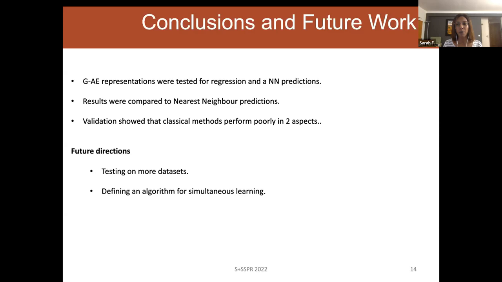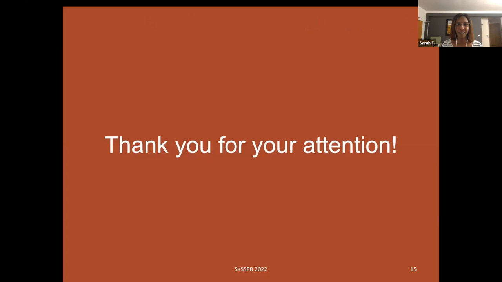So our future direction from here is to test on more data sets that are related to molecular interactions and see how we can define an algorithm that would be able to capture the weights or the features of both the neural network and a regression model in a simultaneous way. And this is it. That's our work for now. Thank you so much. Thank you for the presentation.